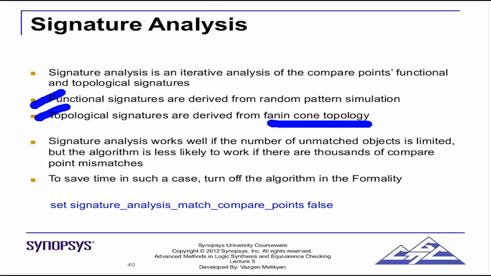Signature analysis involves internally generating vectors, so it is only useful if the number of mismatches is small. If you have thousands of compare point mismatches and you try to run signature analysis, it will take a lot of time, right? It will be a waste of time. So what people do is they set signature analysis false to start with, and then later, if they find a few cases where signature analysis can help, they turn it on. Right?